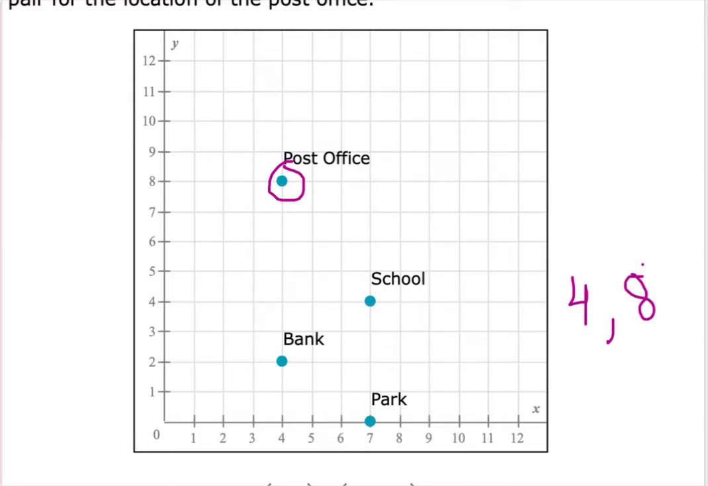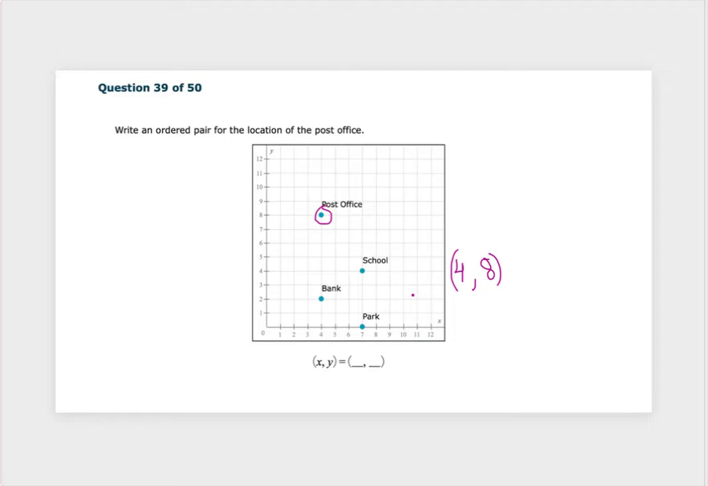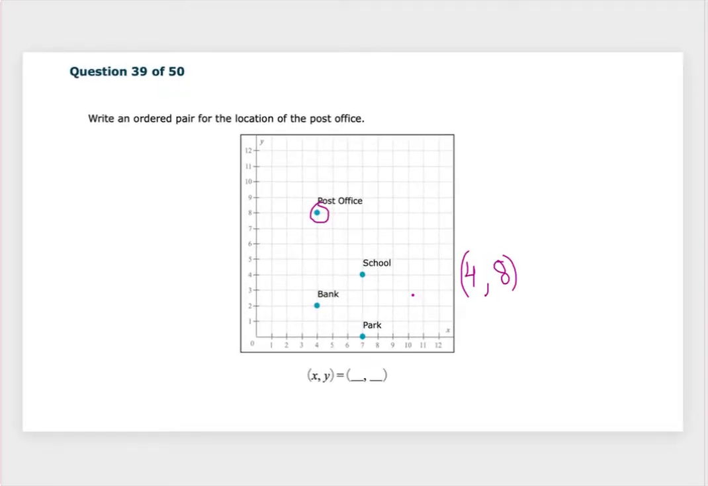Remember, in an ordered pair, the x coordinate is always the left right, which in this case we just have right, and it's going right 4, and then up 8. The y coordinate is always the up down motion. Get this back to the right side. So the answer is 4, 8.